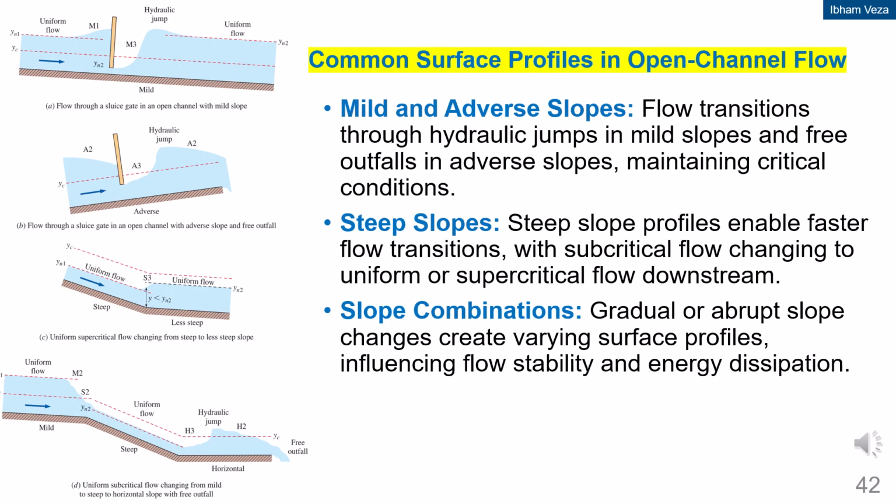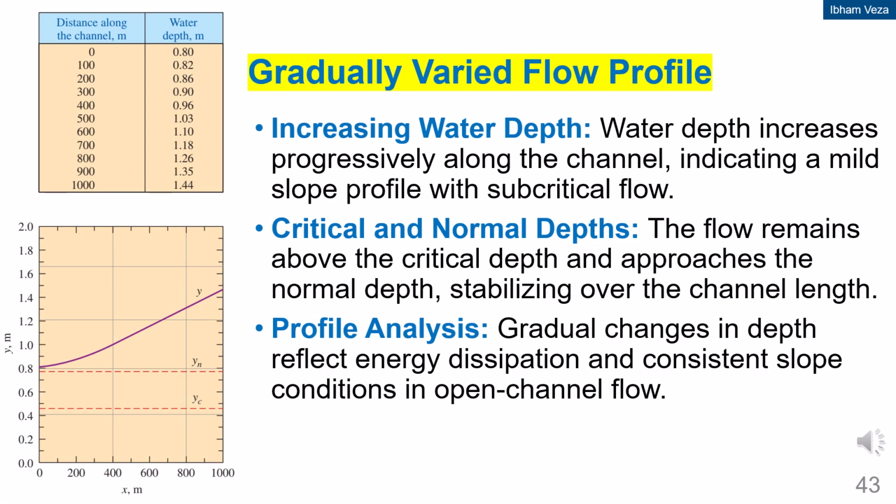Common surface profiles in open channel flow. On mild and adverse slopes, the flow often transitions through hydraulic jumps or free outfalls. On steep slopes, the flow can change rapidly from one condition to another. Combinations of slope changes can produce various water surface profile shapes. Each profile represents a different balance of energy and momentum. This understanding is important to predict flow stability and erosion potential. Gradually varied flow profile.